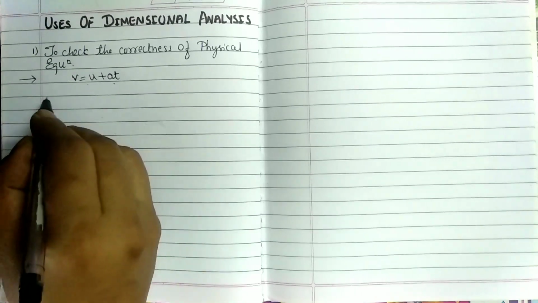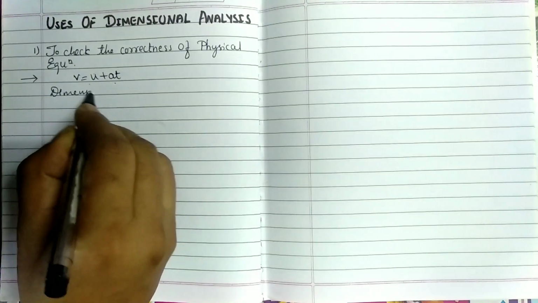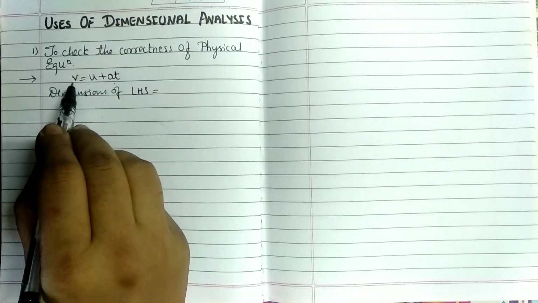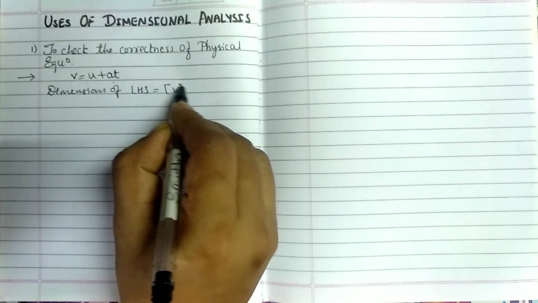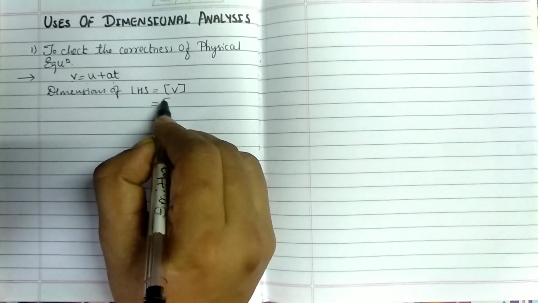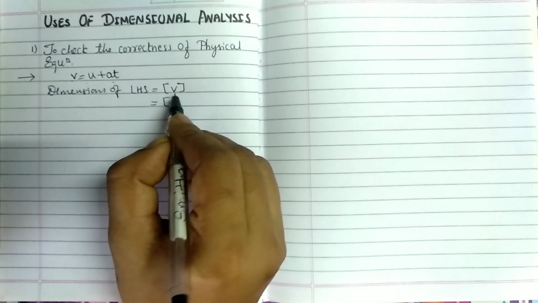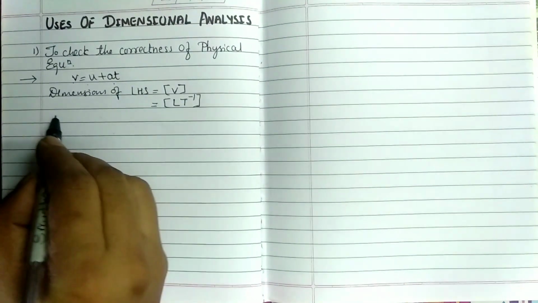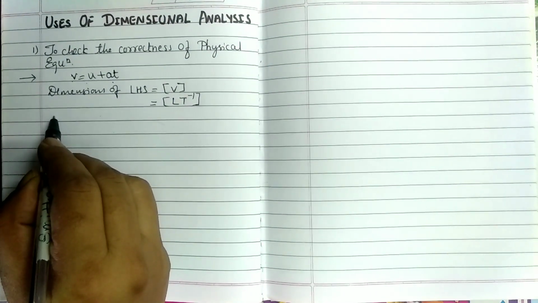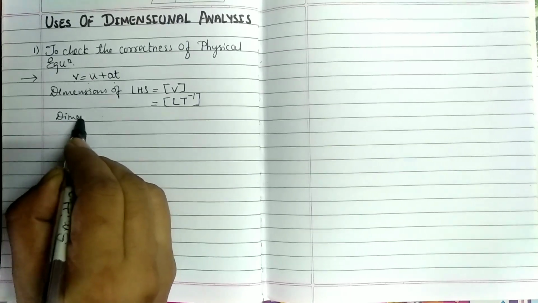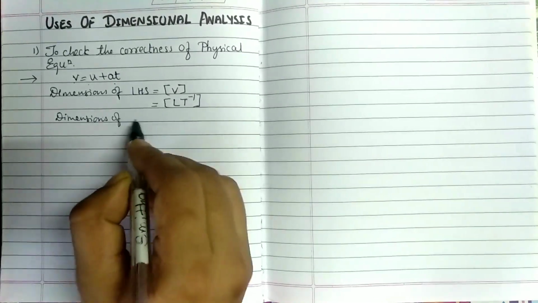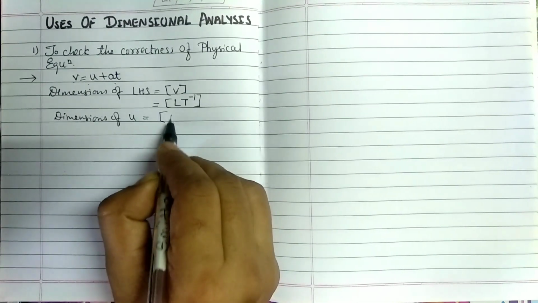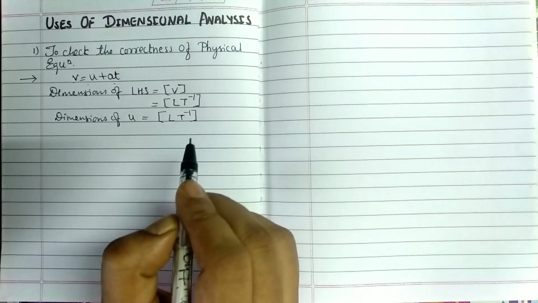So first I will consider dimensions of LHS. What you have in LHS is the final velocity v. If I want to write the dimensions of v, the SI unit of v is meter per second, that is length per time. Now consider dimensions of u, that is also velocity, so I can write the same.